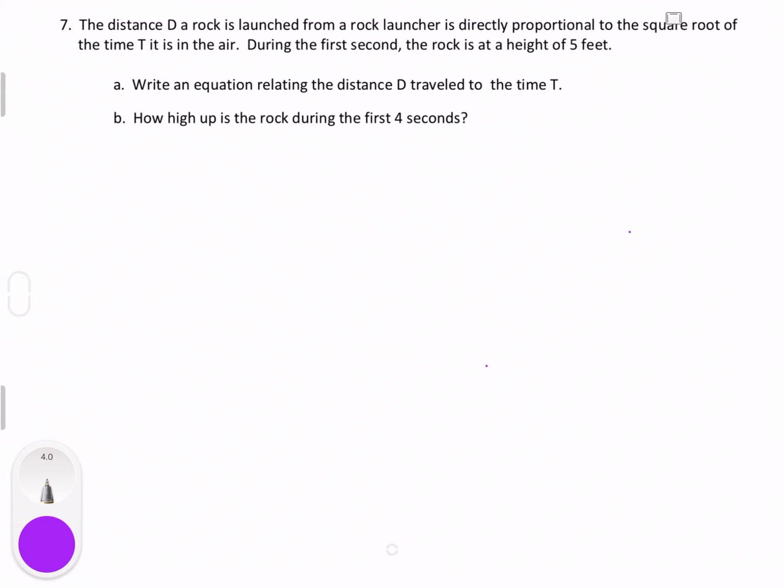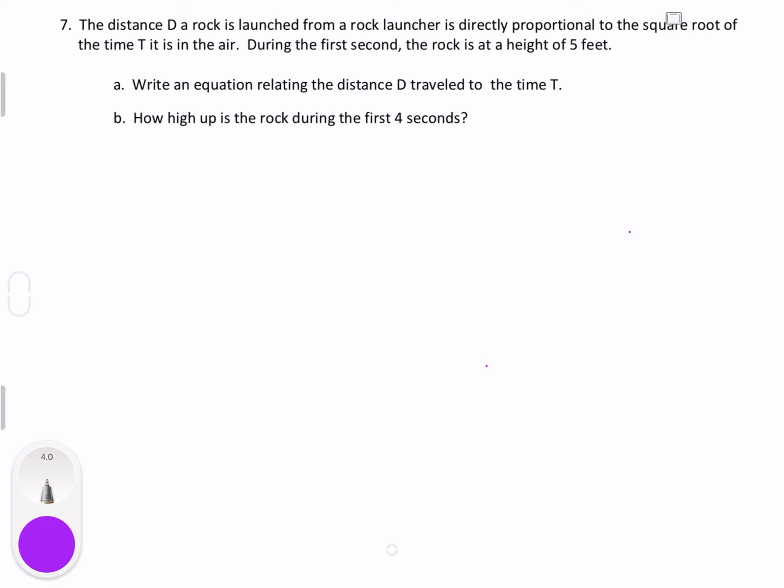Okay, so here we have that the distance d a rocket is launched from a rocket launcher is directly proportional to the square root of the time t it is in the air. During the first second, the rocket is at a height of 5 feet. So we have all of this data that it's just given us, and the first question is to write an equation relating the distance d traveled to the time.